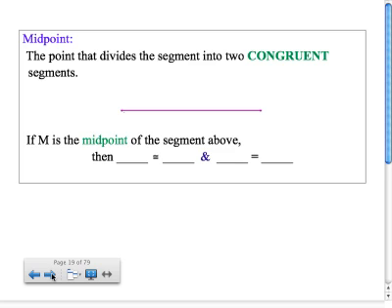All right, so for example, let's just call this segment AB, and it says M's the midpoint. If we know M's the midpoint, then that means that AM and MB have to be congruent pieces. They have to have the same length. So if M is the midpoint of the segment above, then segment AM is congruent to segment MB, or BM. And so what that means is that the measure of AM is equal to the measure of BM. Okay, so midpoint makes sense. It's in the middle.